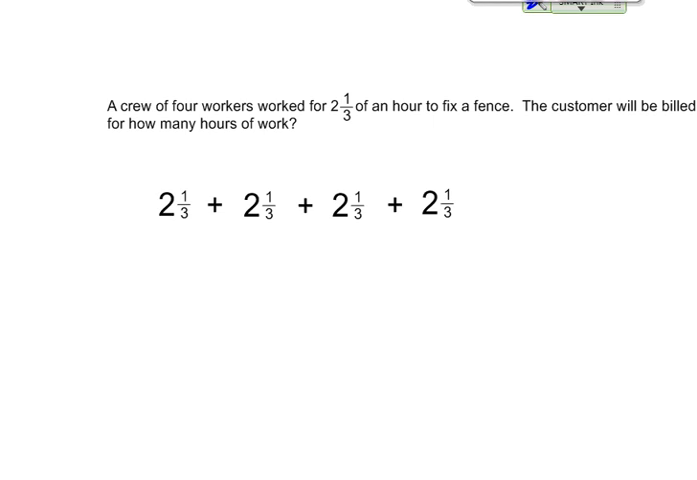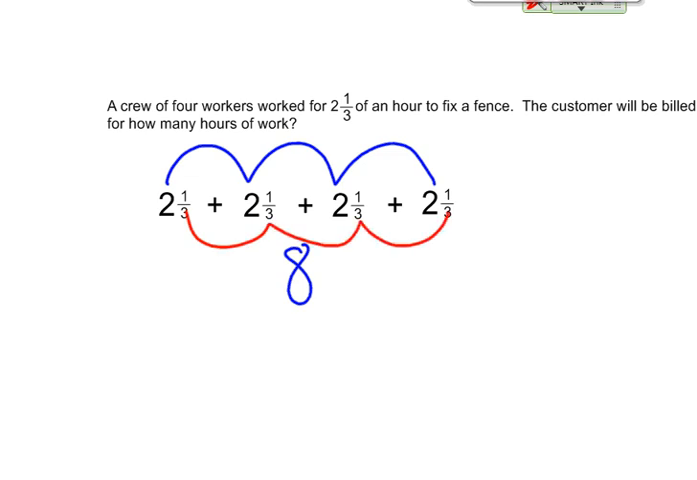It says a crew of 4 workers worked for 2 1/3 hours to fix a fence. The customer will be billed for how many hours of work? So since we have 4 workers, they're all going to get paid for that 2 1/3 hours of work. If we add our whole numbers together, that's going to give us 8. And if we add our fractions together, 1/3 plus 1/3 plus 1/3 plus 1/3 is going to give us 4/3. So we have a mixed number of 8 4/3.